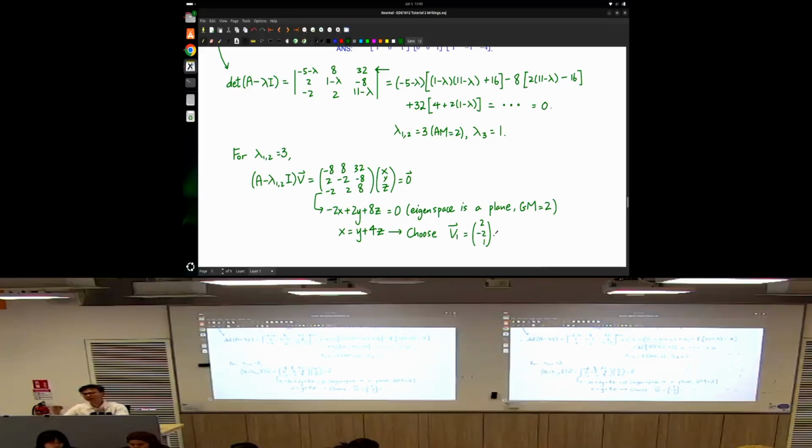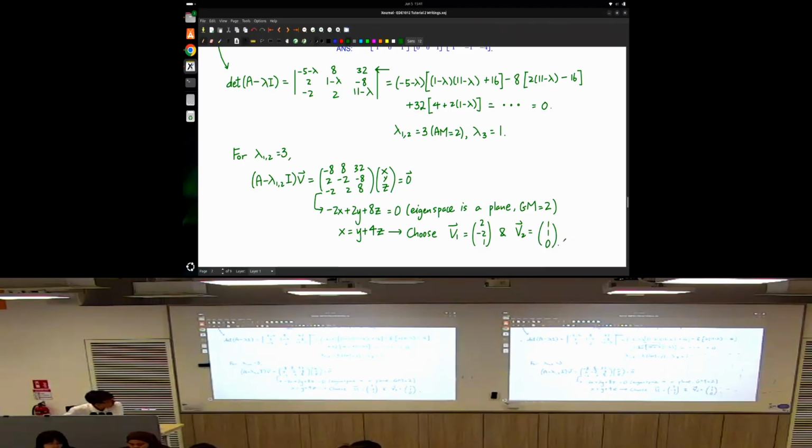Then I just have to choose another one, V2. Make sure that V2 is not parallel to V1. So what could be another nice choice? Maybe a simple choice will be z equals 0, y equals 1. So V2 can be 1, 1, 0. If I choose z equals 0 and y equals 1, then x must be 1, no choice.